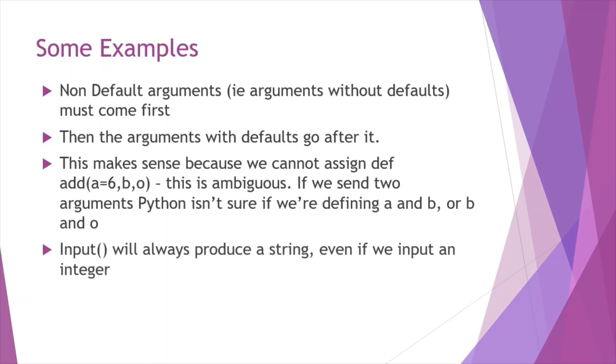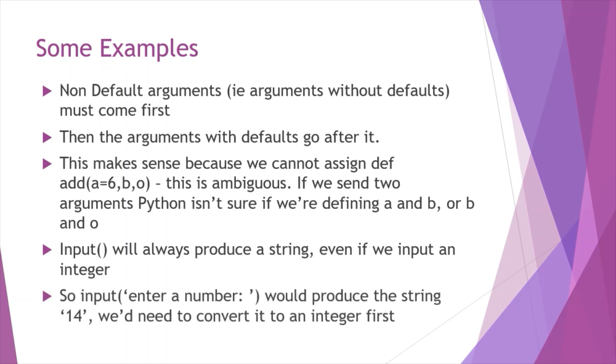Input will always produce a string, even if we input an integer, by the way. Just so you know, this did come up. So just remember that. If we enter a number and then we input 14, it would come out as a string. We'd have to convert it to an integer if we wanted to actually add things to it or do anything like that.